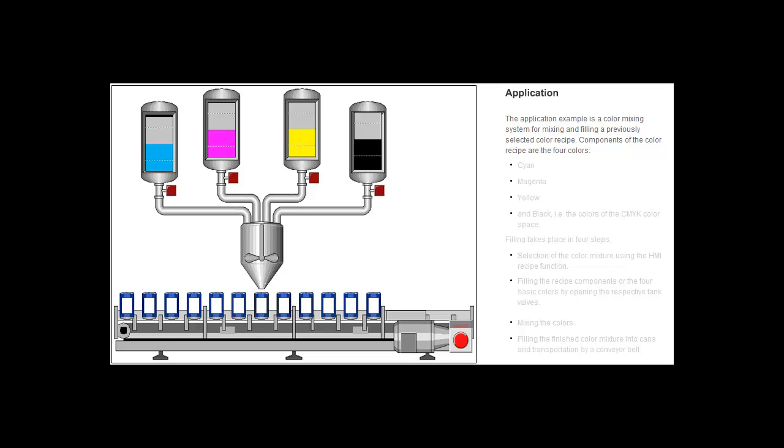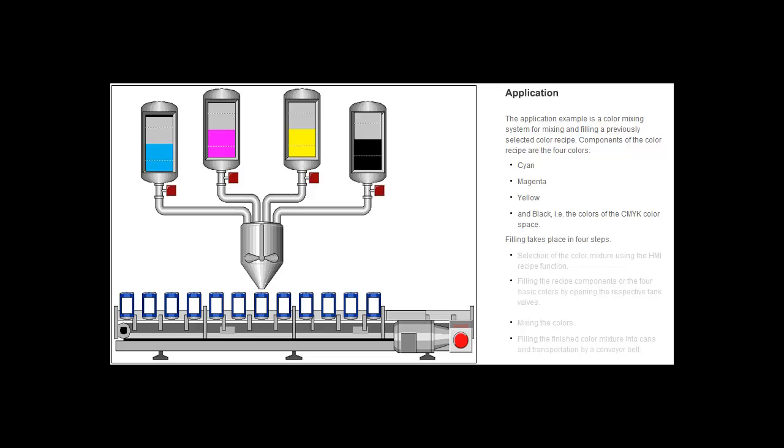The application example is a color mixing system for mixing and filling a previously selected color recipe. Components of the color recipe are the four colors cyan, magenta, yellow, and black. In other words, the colors of the CMYK color space.